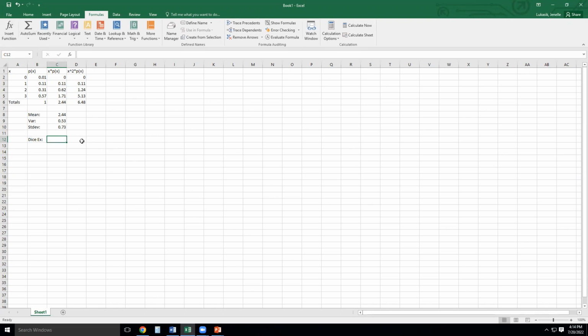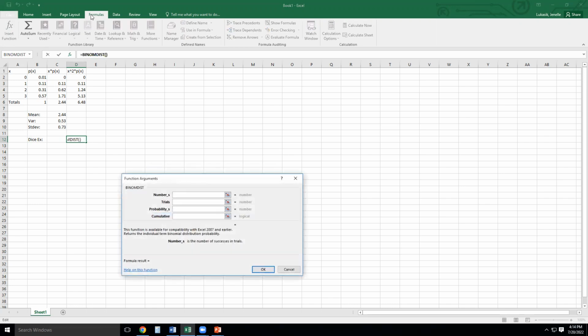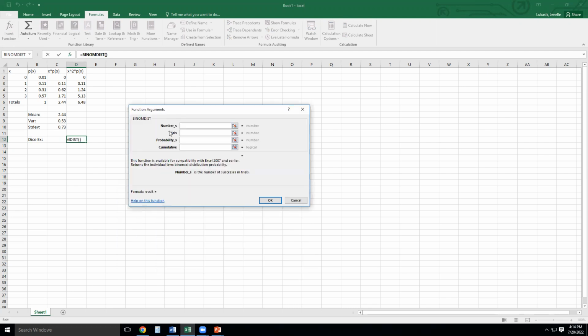Let me show you what the binomial function is going to look like for just a moment here. We're going to go into insert function and type binom dist, just like an abbreviation of binomial and distribution, all one word. When you hit go, you should see it here. So this is the built-in functions under formulas, insert function. It's going to ask us for 4 things: number S, trials, probability of success, and cumulative. Okay, so keep that in mind.